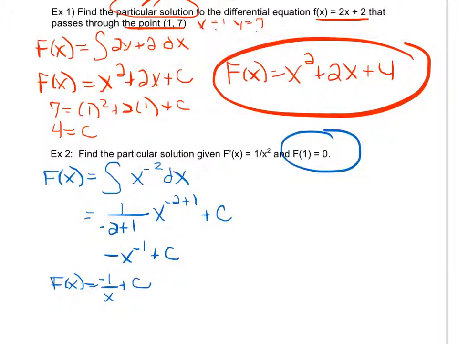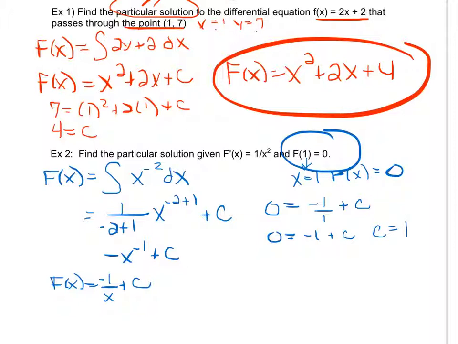Now I'm going to use this information to figure out what c is. Well, this is telling me that when x is 1, my f of x or my y is 0. So I'm going to plug that information in, giving me 0 equals -1 over 1 plus c. So 0 equals -1 plus c, which means c must be 1. So taking my final step and writing out my particular solution, I get f of x equals -1 over x plus c. Notice to take that final step and get my particular solution, all I'm doing is taking my general form of the solution and I'm plugging my c in.